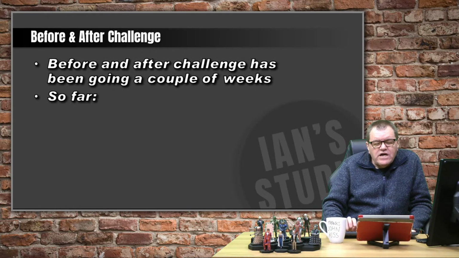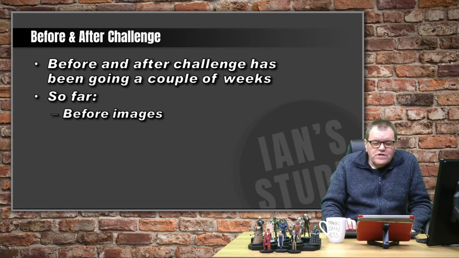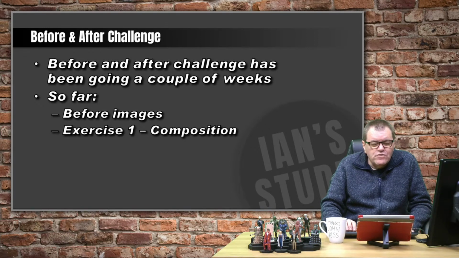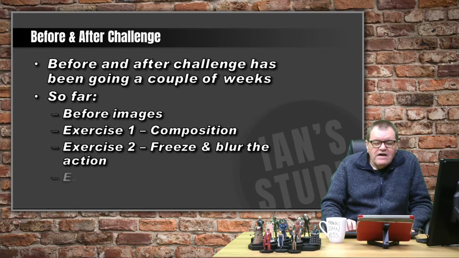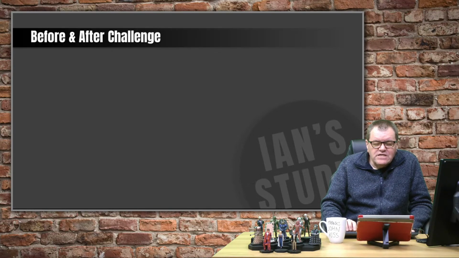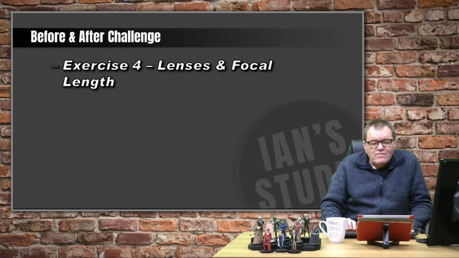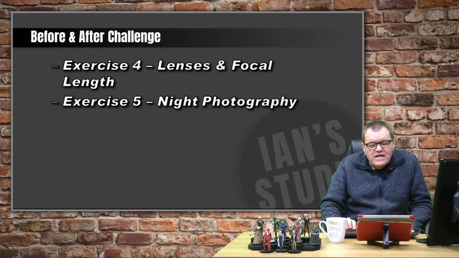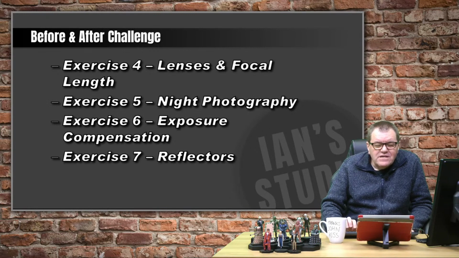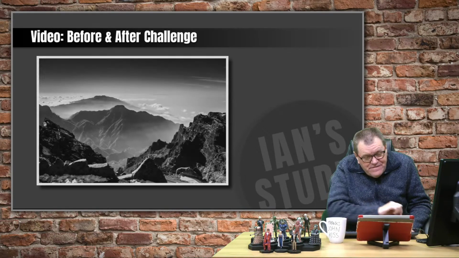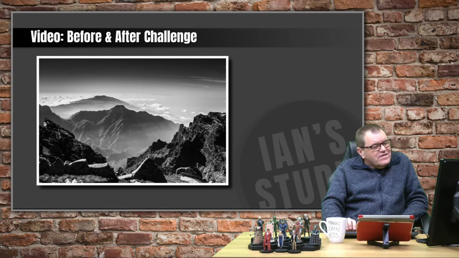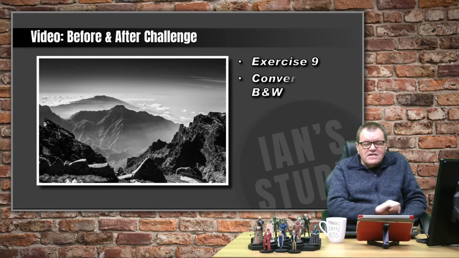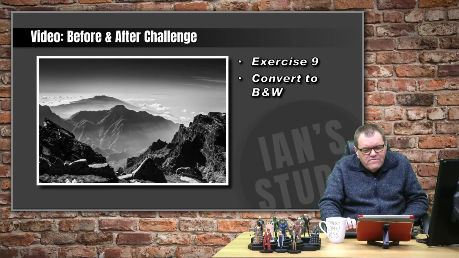And so far, I sent you off to create your before images, 5 images of a particular location of your choosing. Then we looked at general rules for composition, an exercise on that, freezing and blurring the action, aperture and depth of field, focal length, night photography, exposure compensation, reflectors, fill-in flash, and this week ties in very nicely with what we've been looking at. Exercise 9 is all about black and white conversion.